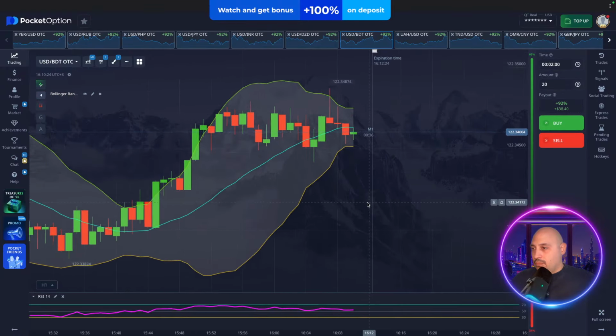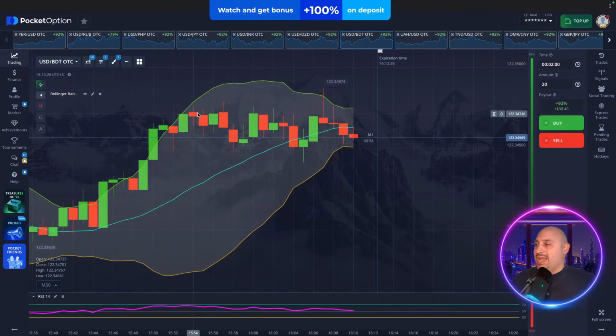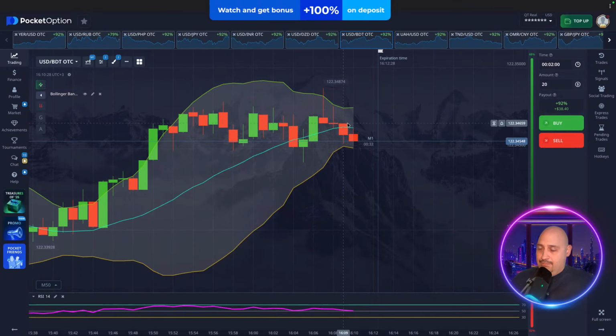So what do we have here? We do see that we had an expansion, and now we see that it's coming together. It means that the volatility is shrinking, the volatility is becoming a lot weaker.